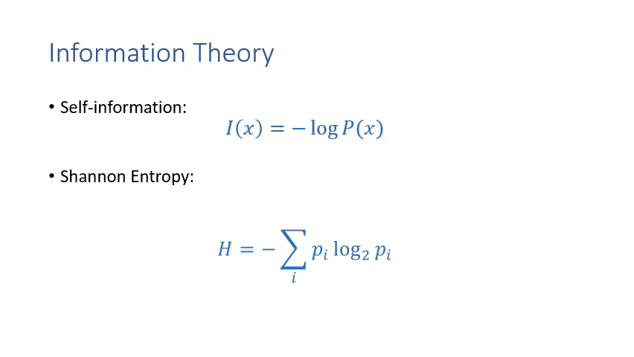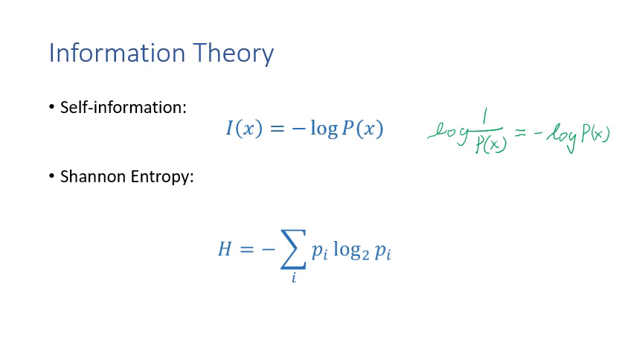So the information is in reverse proportion to the probability of occurrence. And also, the information of two independent events can be added together. So Shannon chose the log function of the reciprocal of occurrence probability, and that is equal to minus log of probability of occurrence, right? So this is called self-information.